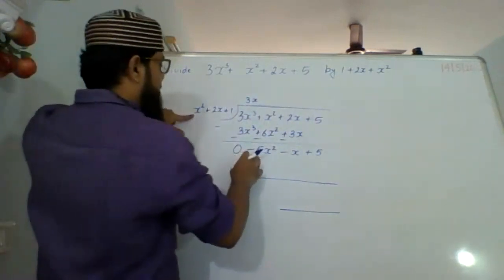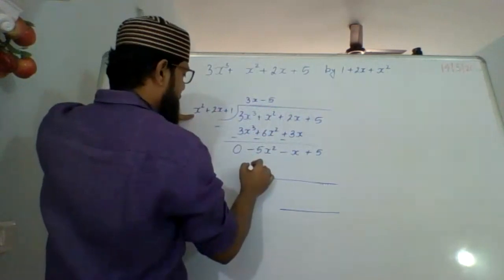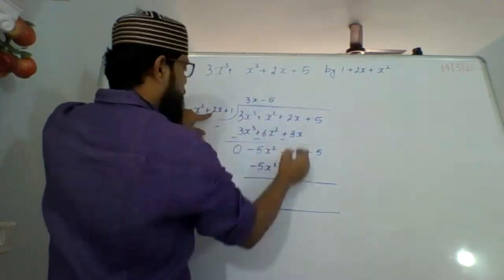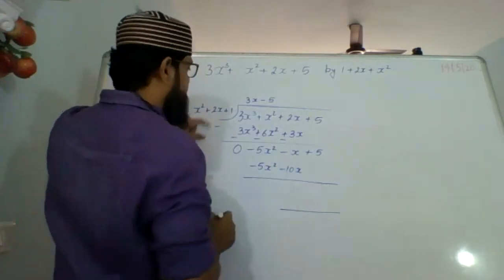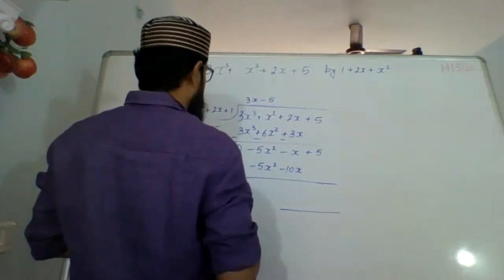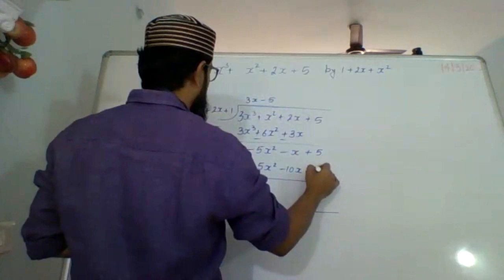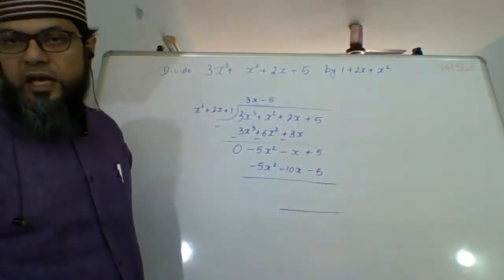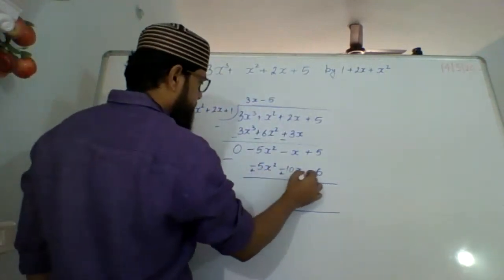I just want minus 5 before it. So multiply by minus 5. Minus 5 into x square is minus 5x square. Minus 5 into 2 is minus 10x. Plus 1 into minus 5 is minus 5. Minus 10x minus 5. Subtract. So again, signs will change.